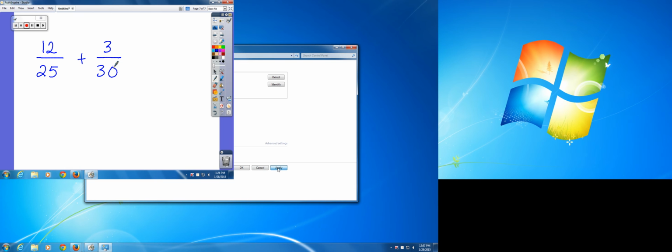That looks right. How many quarters? Six. Six times 12 is 72. That's good. And then 30 is only 5 times. 5 times 3 is 15. Right?